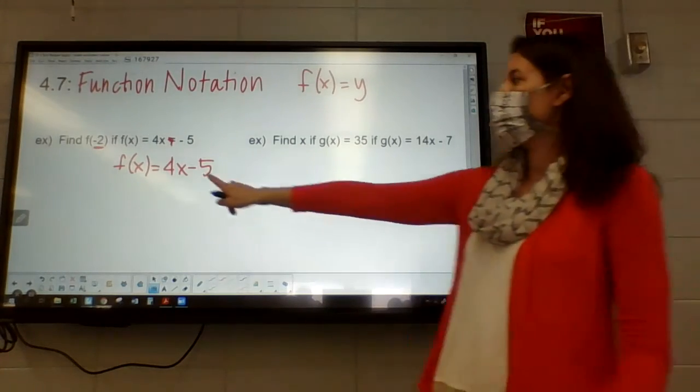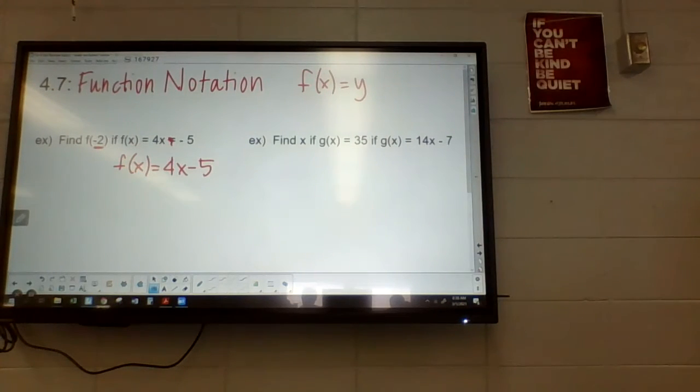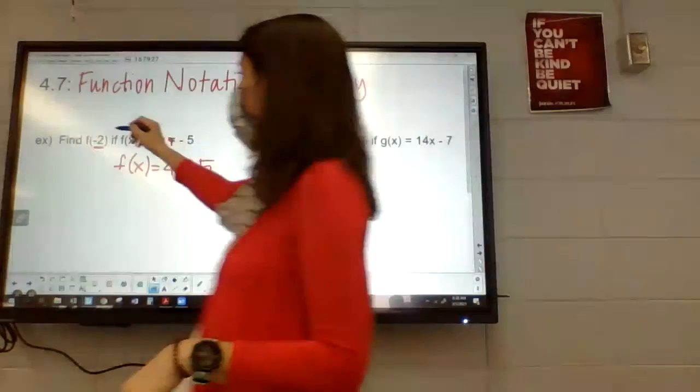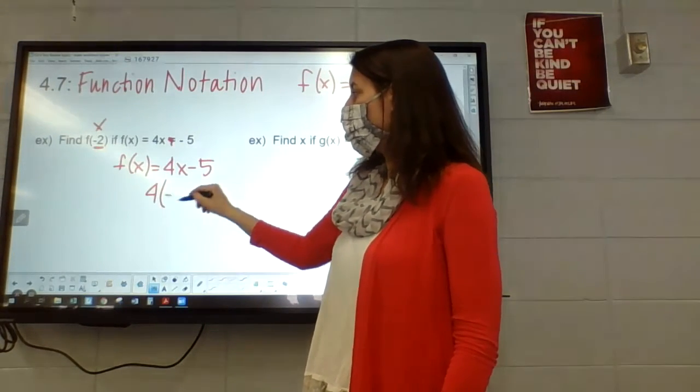What is the f of negative 2 telling me to do? What is that saying I should do? This is what we just learned last Thursday. Yeah, this is telling me x is negative 2. So in this function, I'm going to put in x as negative 2.